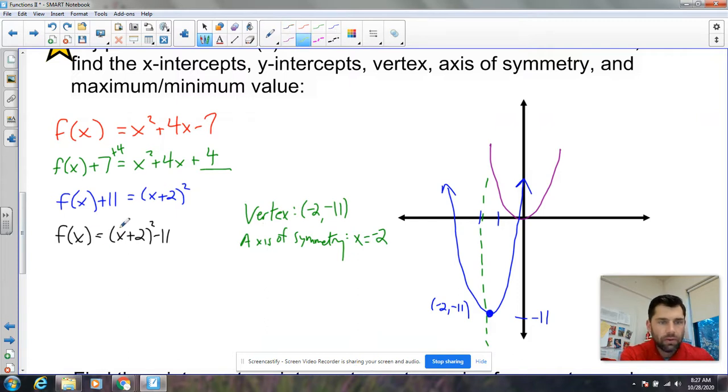So I could put 0 in for x and do a little bit of algebra. But the easiest place I see to find the y-intercept, if I just plug in 0 for my x's here, the y-intercept right there is just staring me right in the face. So the y-intercept is at the point (0, -7).